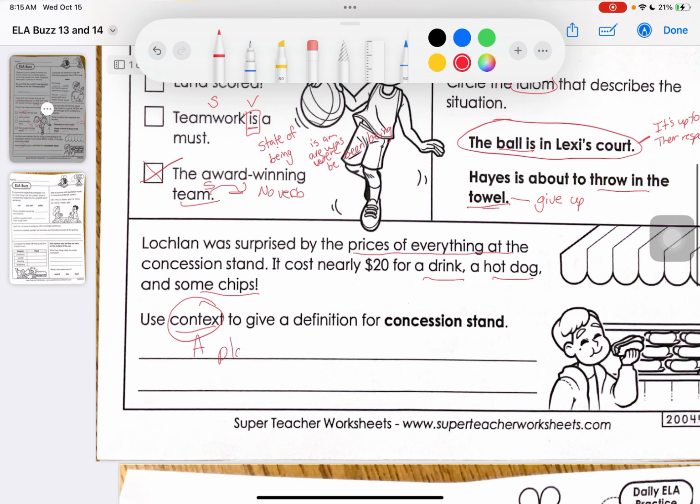A place to buy food. And that is what a concession stand is. Concession stands usually cost more because they're set up in places like concerts or festivals. If people are hungry, they're going to eat from the concession stand, and it's going to cost a little bit more money because they know people won't leave and they need food, so they'll pay the extra money. All right.